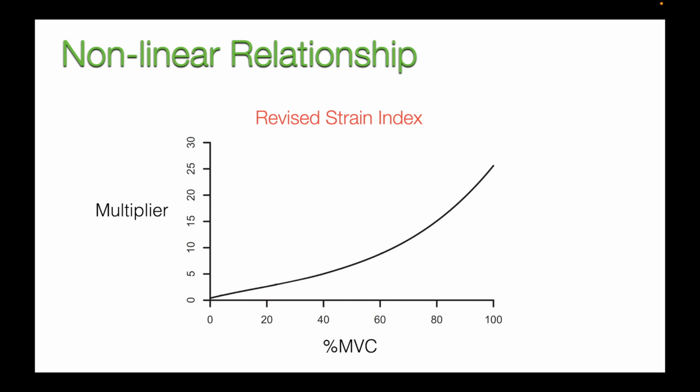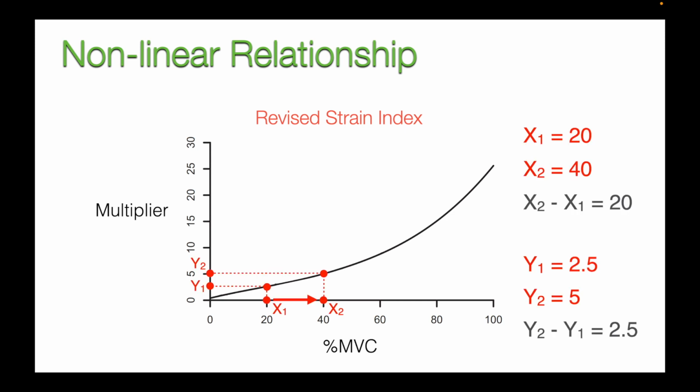Now let's look at a nonlinear relationship. One interesting thing is that most of the multitask models have nonlinear relationships, so that line isn't straight. Typically it gets steeper, particularly for higher force exertions. I know for the RCRA and fatigue failure models, and with the revised strain index, the higher the percent MVC, or percent of maximum effort, the steeper the curve is, and so the multiplier increases faster. So let's look at this nonlinear relationship.